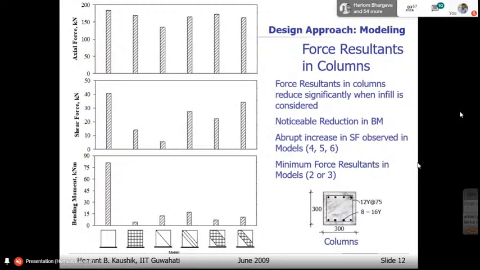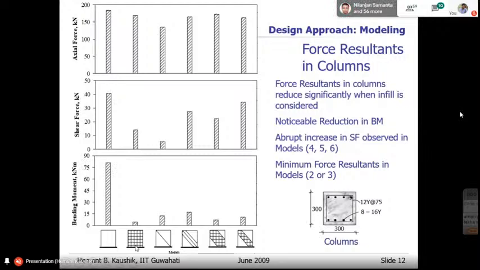So this I think we already discussed, that what happened when we model these infill walls using different techniques. So here what I am showing you is the force resultants in the columns. So the bending moment, shear force and the axial force in the columns when we model these infill walls using variety of techniques. So here the infill wall is not modeled. So you can find that the bare frame has large amount of bending moment and shear force. Of course, the axial force is there.